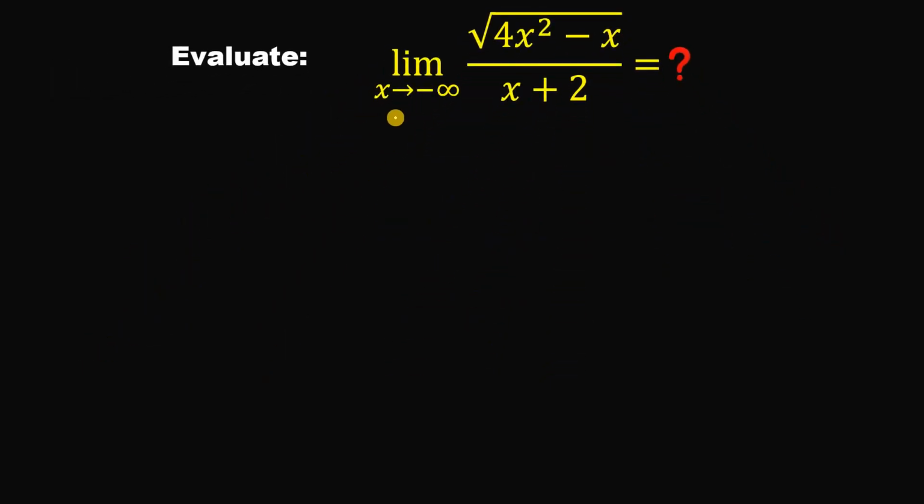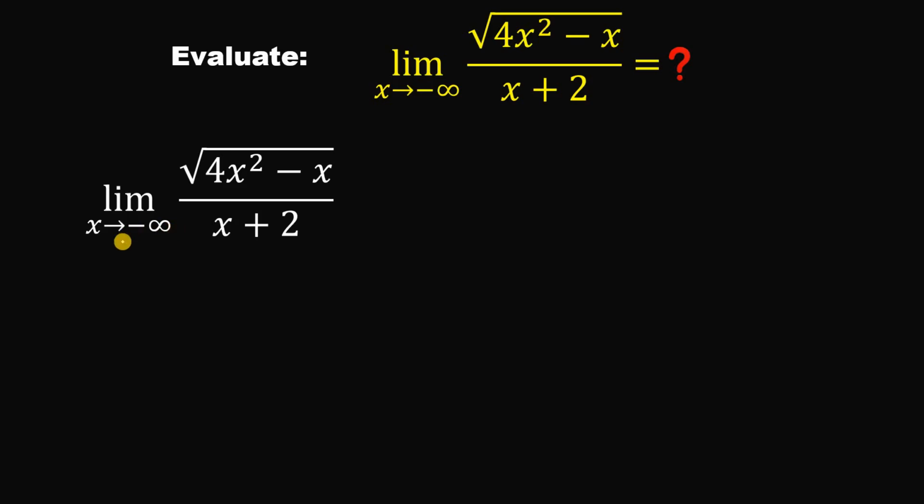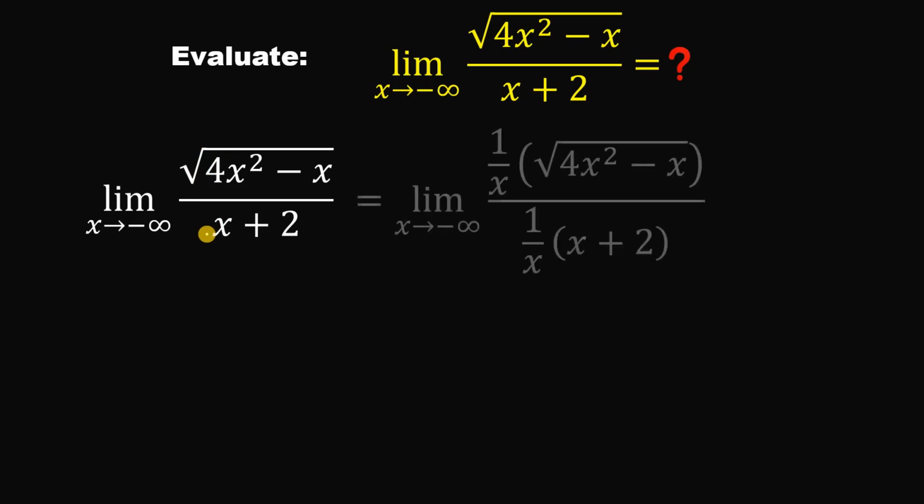So the goal in this question is to evaluate the limit of this function, the square root of 4x squared minus x, all over x plus 2, as x approaches negative infinity. Now, as x approaches negative infinity, we need to replace x with a very large negative number. To answer this question, what we're going to do is multiply the numerator and the denominator by 1 over x. Now why do we do that?